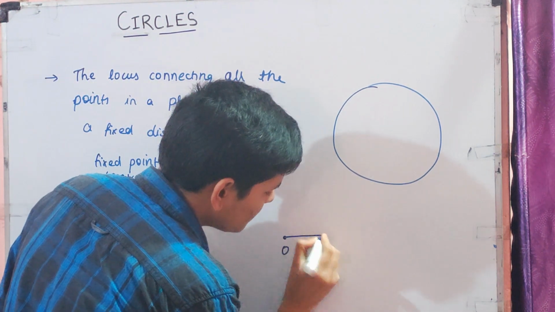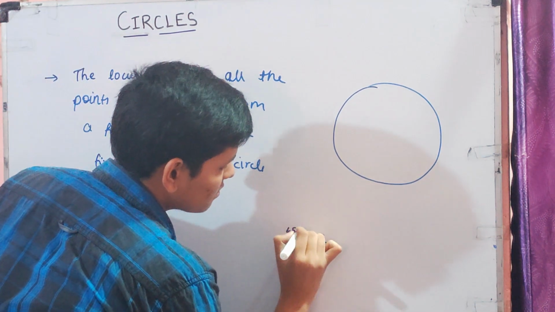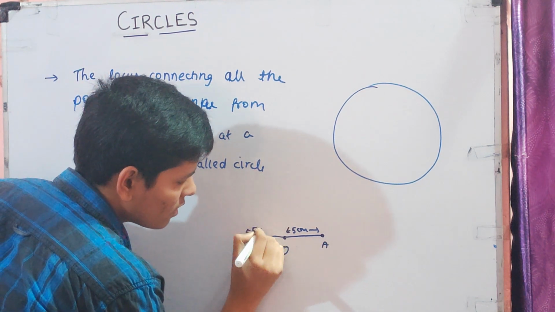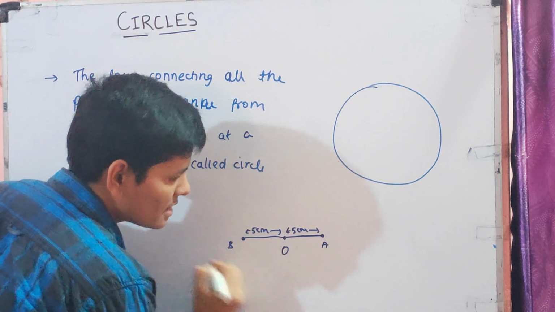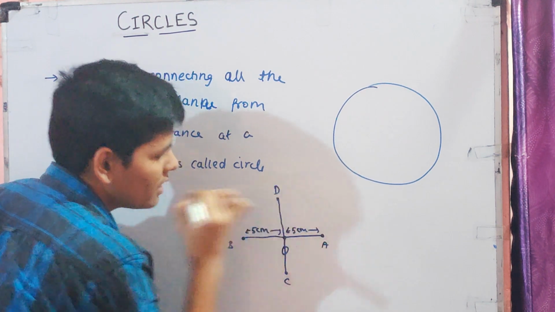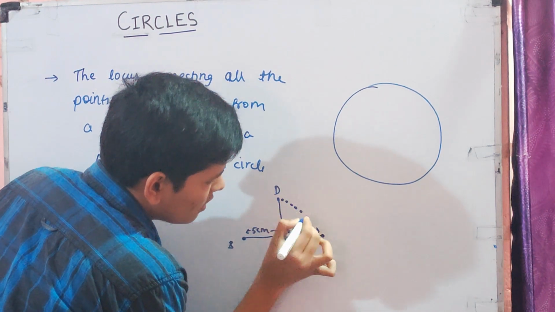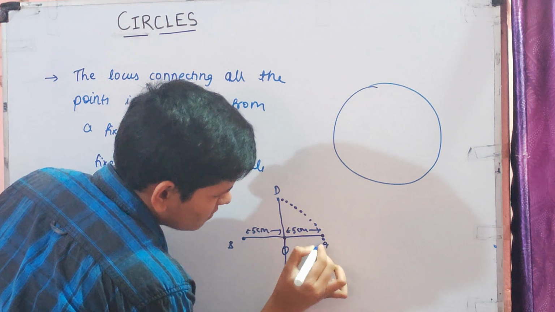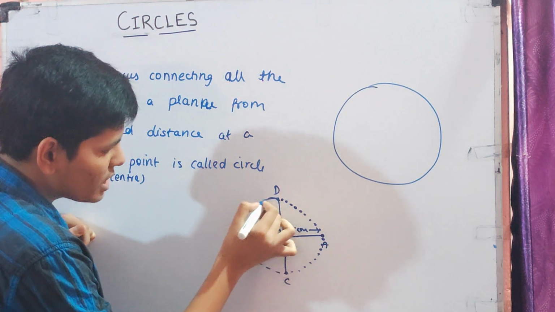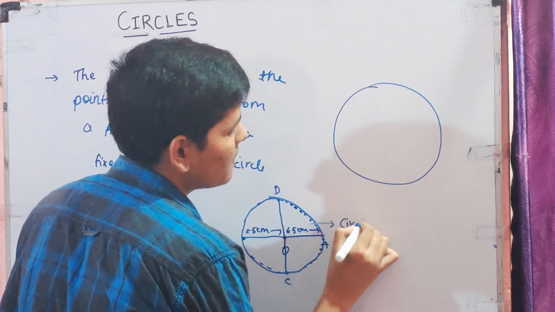Suppose we take some distance over here and we consider a point A. Let this distance be 5 cm. Now, the same, we take 5 cm over here and we see another point B. Similarly, we have one more 5 cm over here, point C, 5 cm over here, point D. These are 4 points. Like this, there are an infinite number of points. When we join all these points, we get a shape, and this shape is called a circle.